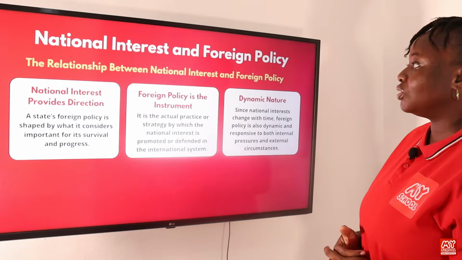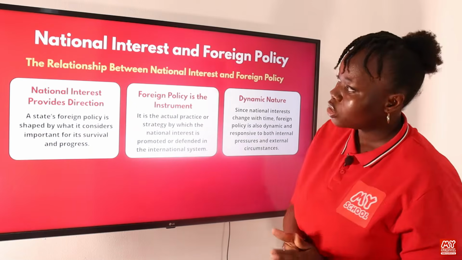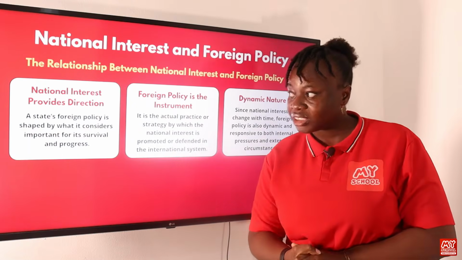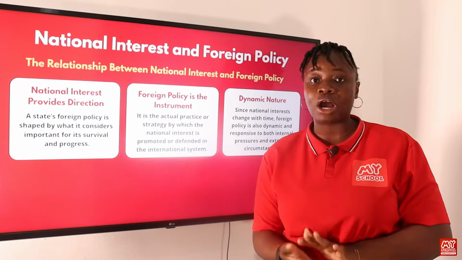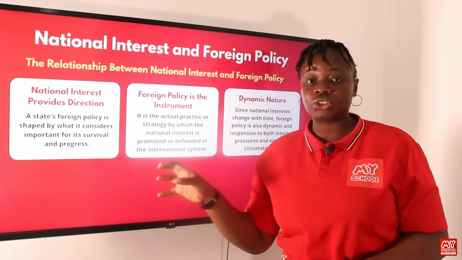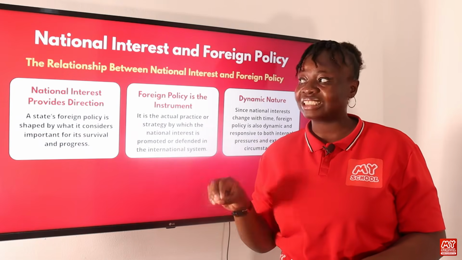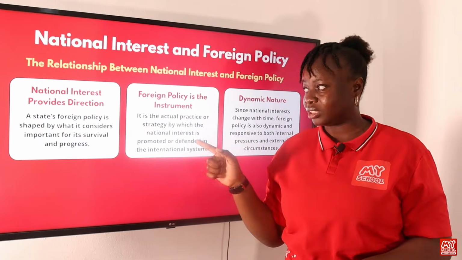Right now, we're going to discuss the relationship between national interest and foreign policy further. So we're going to begin with how national interest provides direction. A state's foreign policy is shaped by what it considers important for its survival and progress. So it is what is considered important for the survival and progress of the people within that country that is defined as national interest, and it is what provides direction to foreign policy.